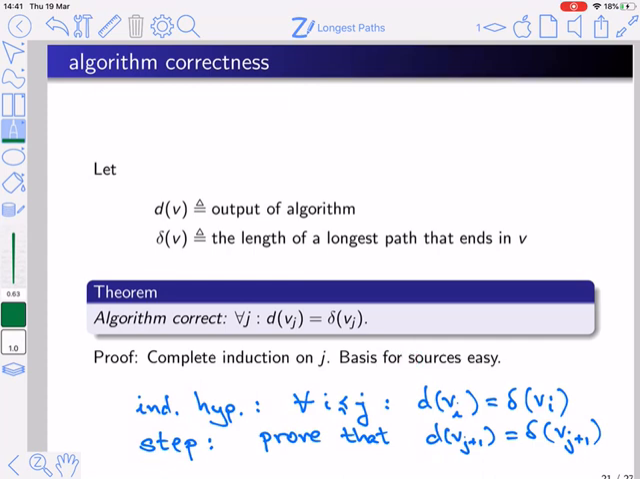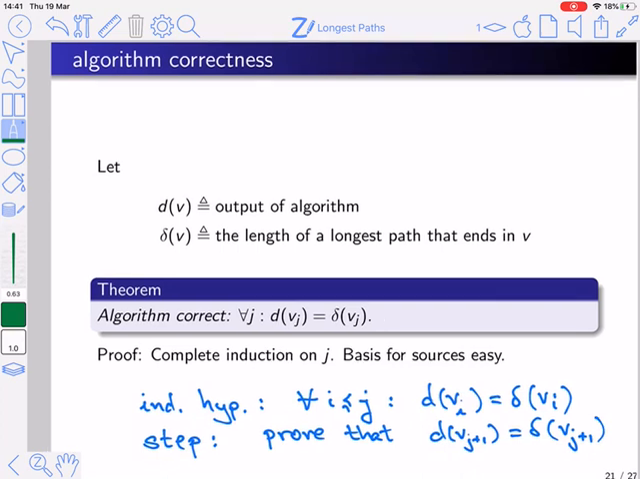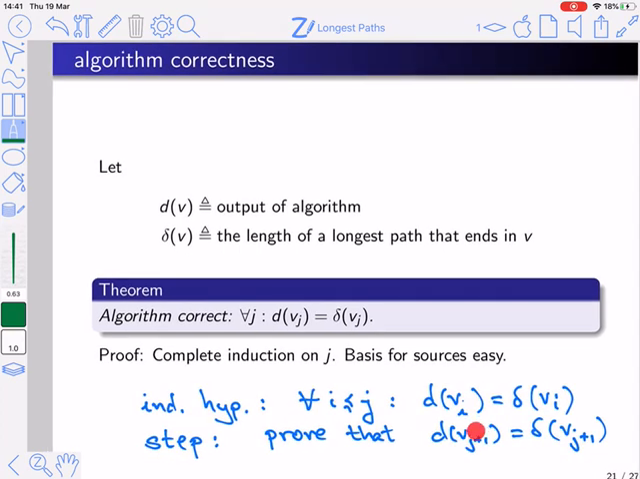Recall, the proof is by complete induction. So the induction hypothesis is, for every i less than or equal to j, d of vi equals delta of vi. Now in the induction step, we want to prove the equality for vj plus 1. So we want to prove that d of vj plus 1 equals delta of vj plus 1. I want to emphasize, our hypothesis is that for i less than or equal to j, d of vi equals delta of vi. In the step, we want to prove that d of vj plus 1 equals delta of vj plus 1.